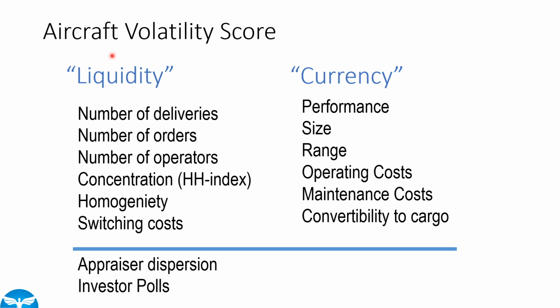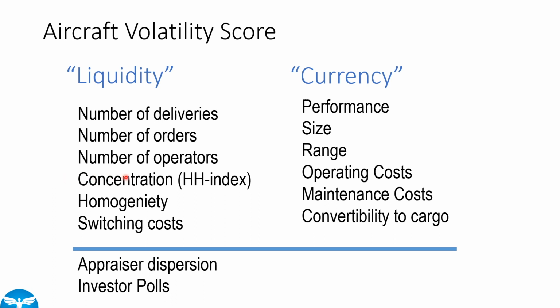One is what I call liquidity of the aircraft, in other words, how easy it is to trade, and the other one is currency, and how good is the aircraft, how performing is the aircraft. So under liquidity, you can look at things like number of deliveries, number of orders, number of operators, and you can see how those delivered aircraft are concentrated among the operators, and get the concentration index, the HH index. That index is important because, even if you have a lot of aircraft delivered, if they're all with American Airlines, it's not very good, because if American Airlines would go bankrupt, there would be a lot of this particular aircraft type on the market, and prices would probably be affected.